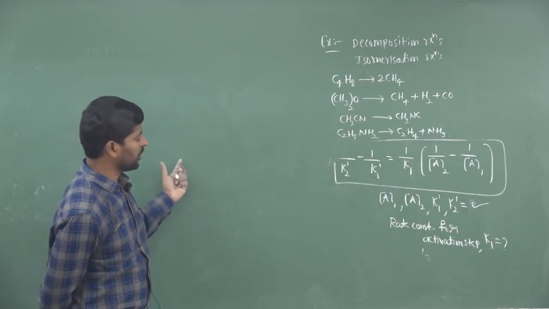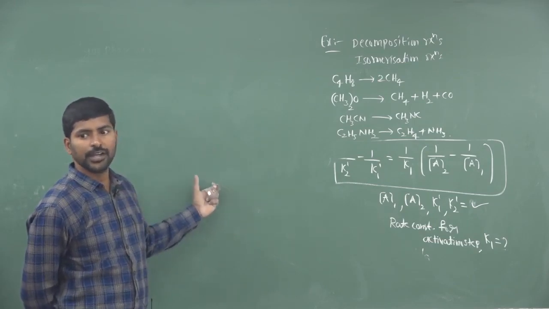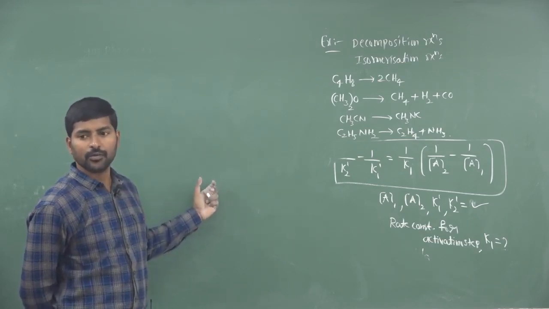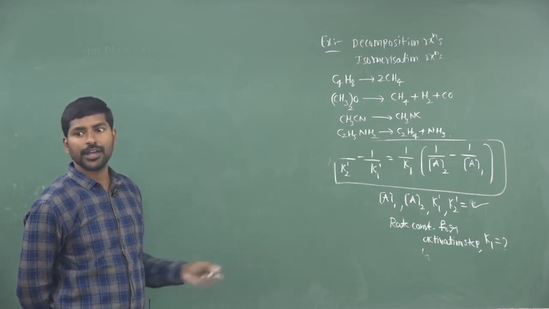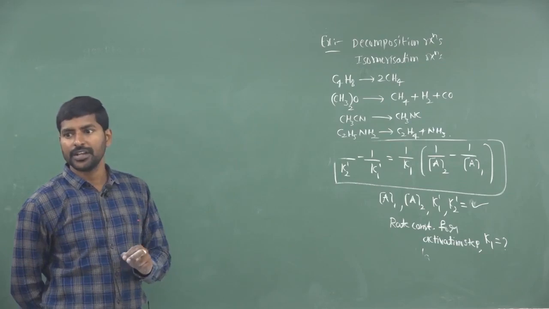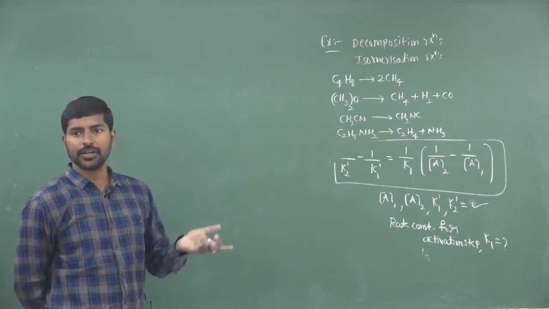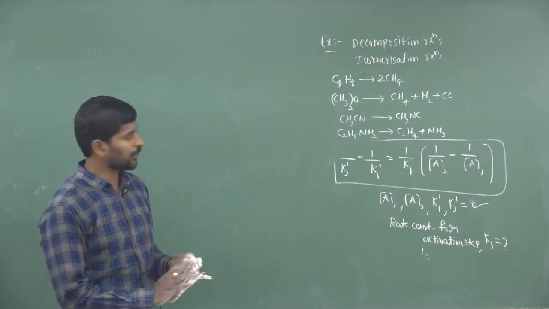Next, what is the expression for K infinity? K infinity by K1. K1 is called what? The rate constant for the activation step. K minus 1 is the rate constant for the deactivation step. K2 is the rate constant for the product formation step.